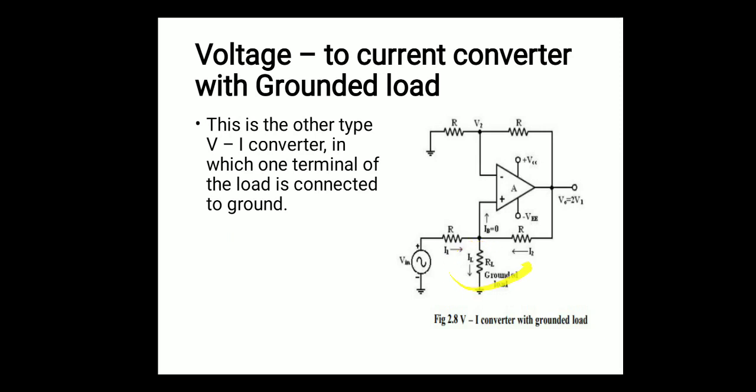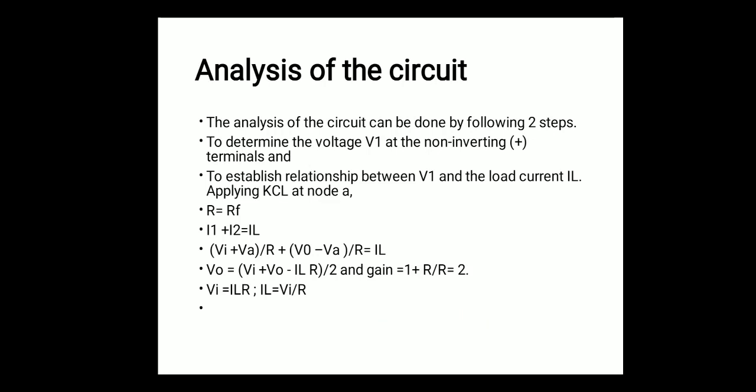Now the voltage to current converter with grounded load. Look, the RL is grounded with a grounded load. So, analysis of this circuit. To establish a relationship between the Vi and the load current IL, we may use KCL at the node. As a result, we may get the output voltage V0 is equal to Vi plus V0 minus ILR by 2, where the gain is 1 plus R by R, which is equal to 2.